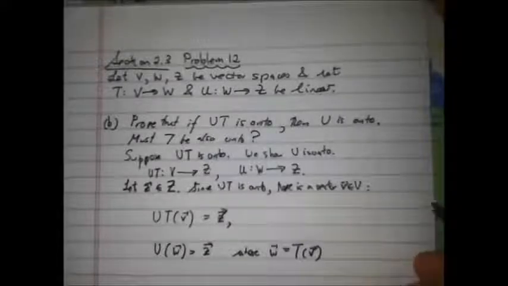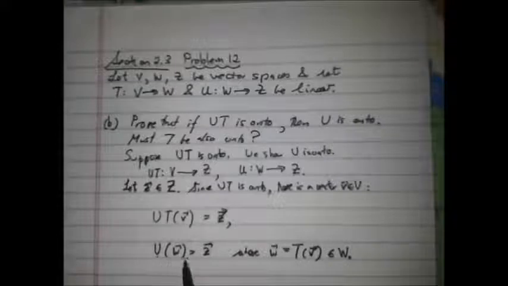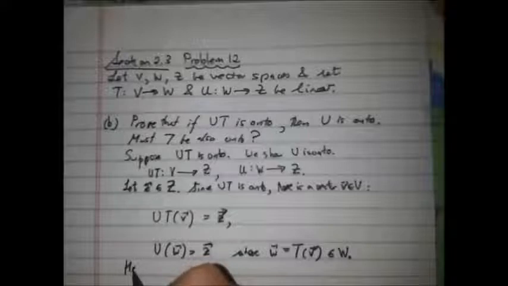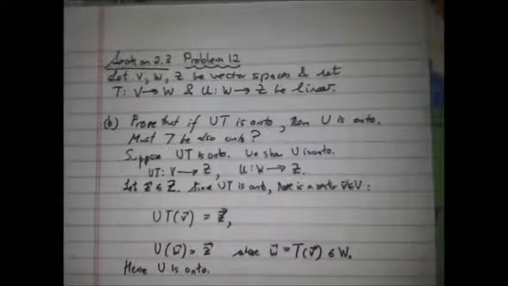and this is a vector in W. So here we found a vector w in W such that U of w equals z, where z is any given vector in Z, hence U is onto. Okay, so we'll show that this does not necessarily imply that T must be onto, so we need to come up with an example. So this is relatively easy.